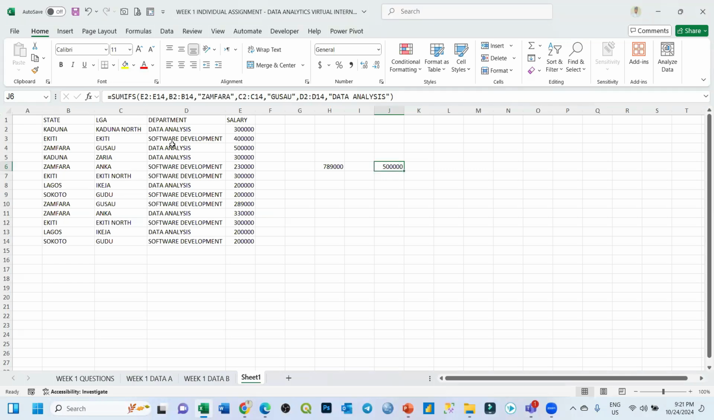If I change another one also, let's change this one. Let's change it to software. Now we have only 0. So if I come under this one, I put data analysis, then definitely we have only this one. This is the only person from Zamfara that is working under data analysis.